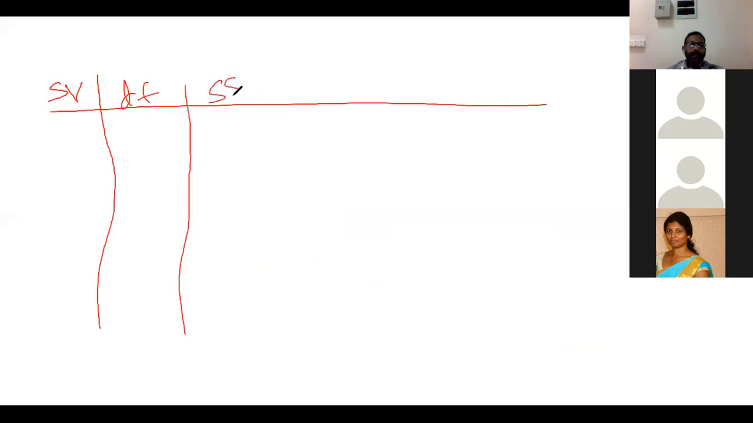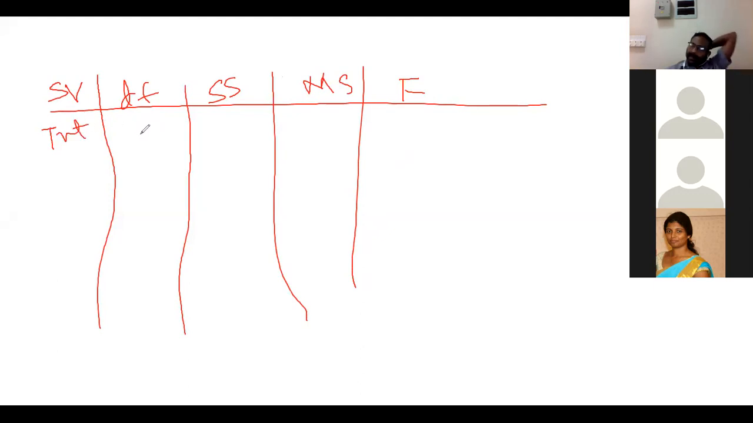Sums of square. Mean square. F value, the calculated value. Right. What are the sources of variance? Treatment. How many treatments are there, and what is the degrees of freedom of treatment?